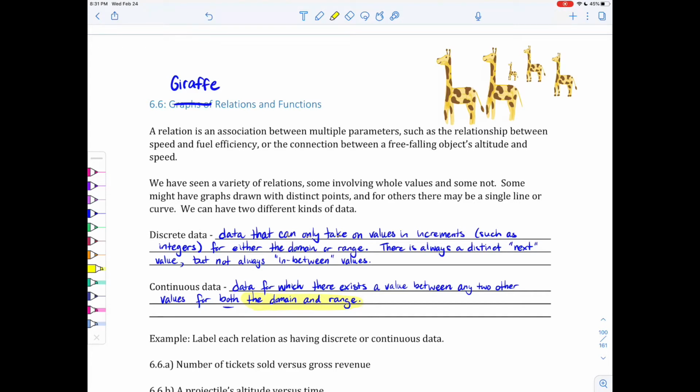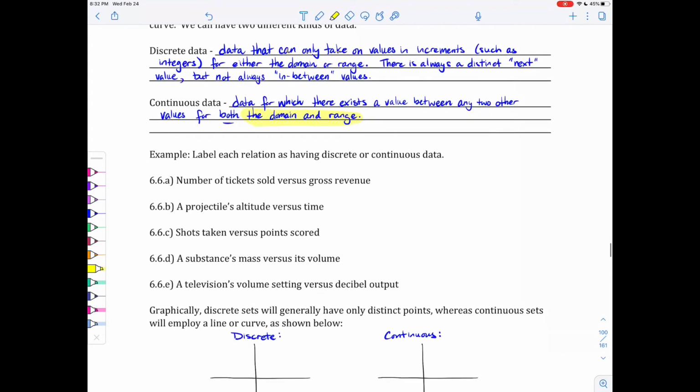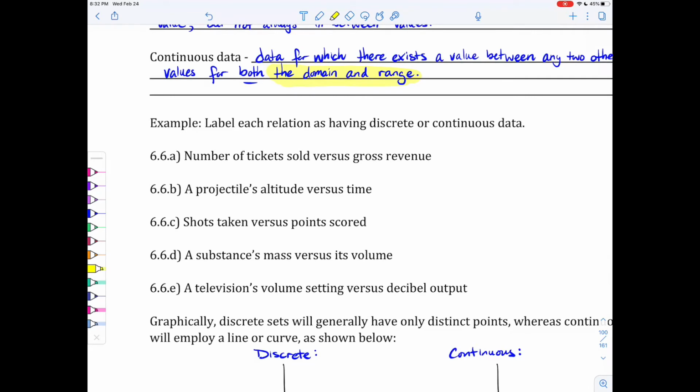But the point stands that if you think of a value that can be part of that data, consider if there can be a next value, or if you think of a value that would be the next value in your head, ask yourself, is it possible to have a value in between those? Is it possible to have a value between 185 centimeters and 186 centimeters? Well, sure, there can be. And that's what we're going to be after as we label these relations as having either discrete or continuous data. So here we are looking at 6.6a, which is the number of tickets sold versus gross revenue.